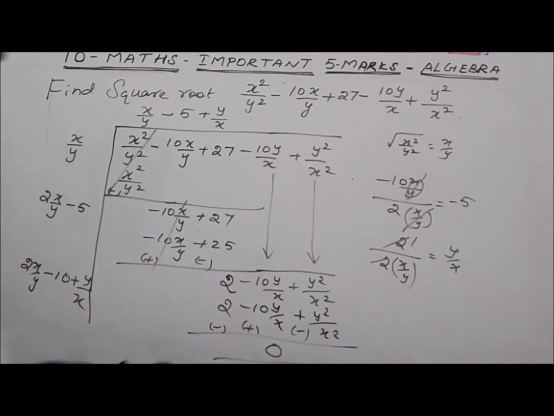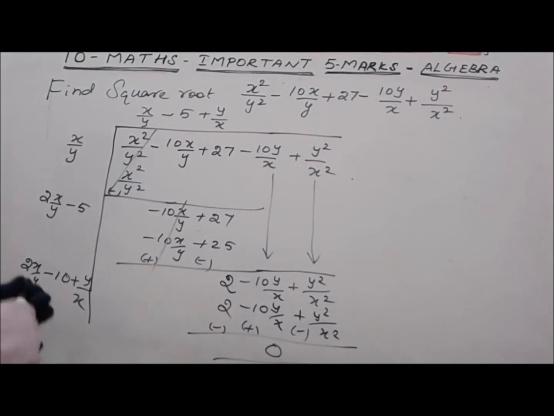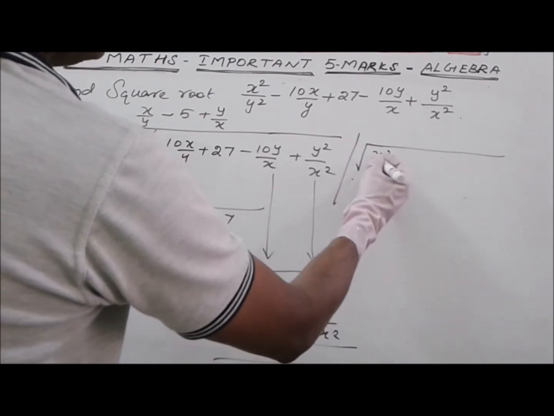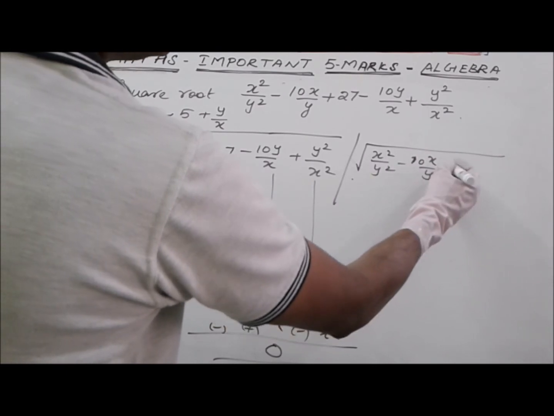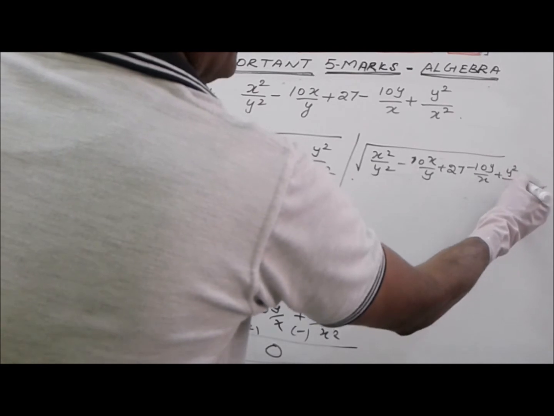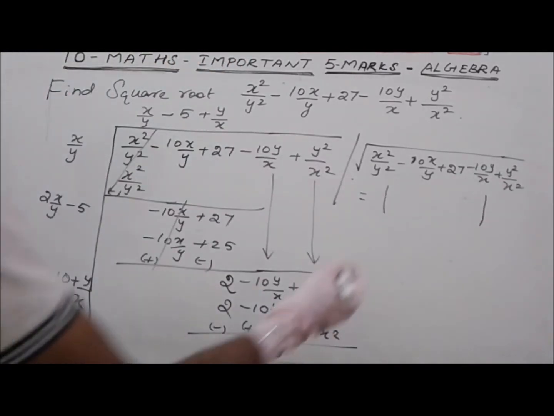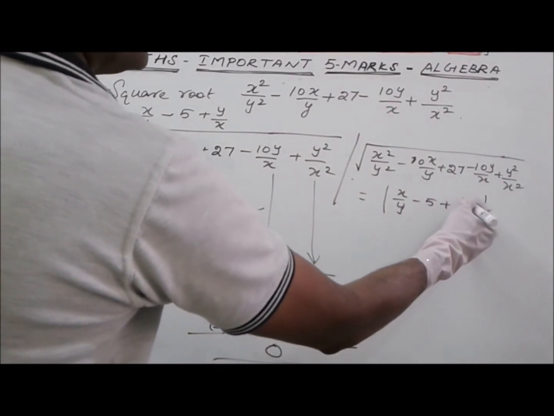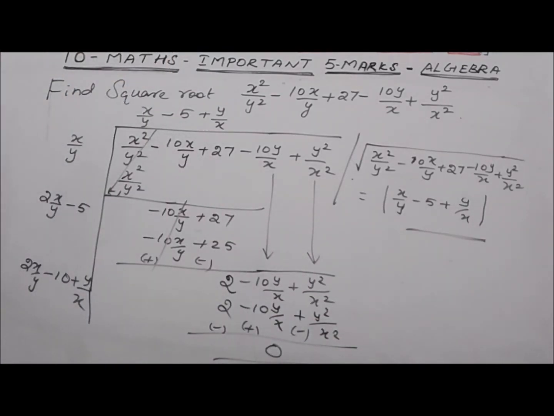Therefore the square root of the given polynomial x square by y square minus 10x by y plus 27 minus 10y by x plus y square by x square will be equal to the absolute value of x by y minus 5 plus y by x.